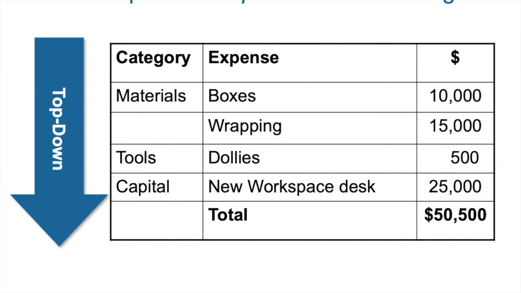So again, using the top-down approach and using the idea of putting things into that category, we can do the same thing. We can take materials, we can take tools, we can take capital, we can further define that into boxes and wrapping, dollies and things like that and give us a total cost. And now we have a cost not only for the people or the resources involved in our project, but also for all the material, all the other supporting things, all the other expenses we need in our project. You combine the two of them together and you've got yourself a top-down total cost of project.